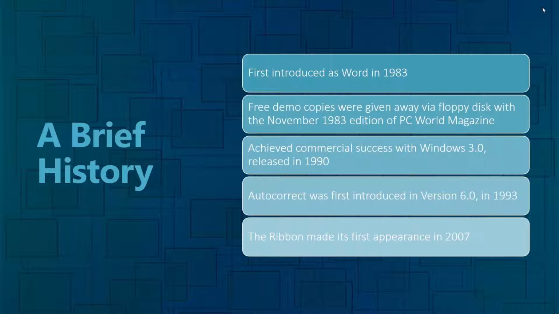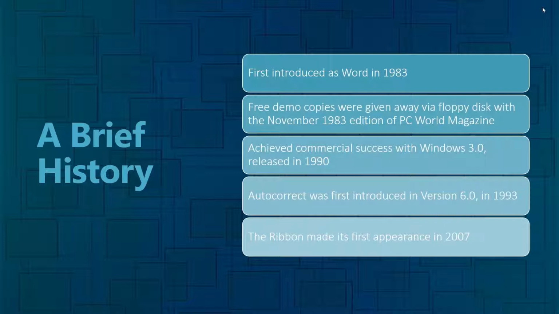It actually didn't really achieve commercial success until Windows 3.0 was released in 1990, but once that was out there, Microsoft Word took off and it has dominated the market ever since. The autocorrect feature that we live and die by today was actually first introduced in version 6.0 in 1993. That fact actually surprised me because I would have thought that autocorrect seems like a much more modern concept, especially with the smartphones that we use today. It turns out that it started way back in 93.